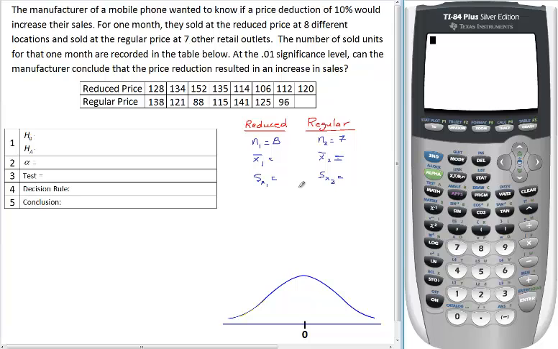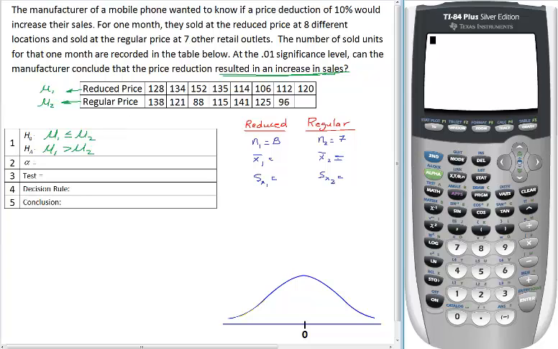Now let's go through our 5 steps that we use in doing hypothesis testing. The first thing we're going to do is talk about the null and alternate hypothesis. If I look at the question, it's wondering, did it result in an increase in sales? So the mean of the reduced price I'll call mu1, and the mean of the regular price mu2. It's asking us, has the reduced price increased the sales over the regular price? So is mu1 greater than mu2? Of course, the null hypothesis would be mu1 less than or equal to mu2.